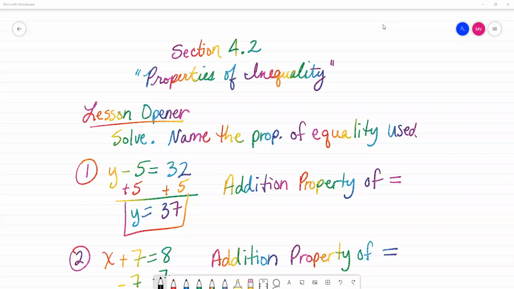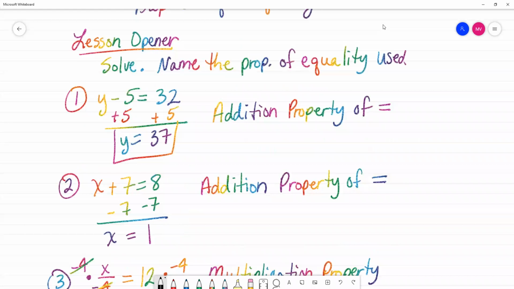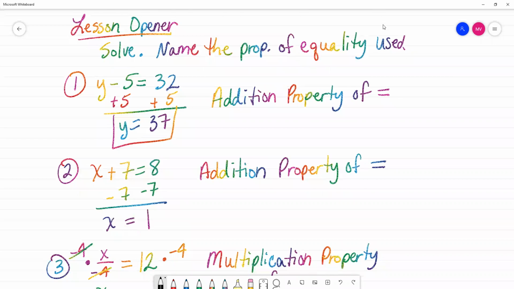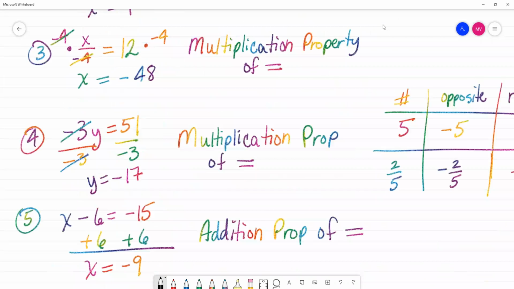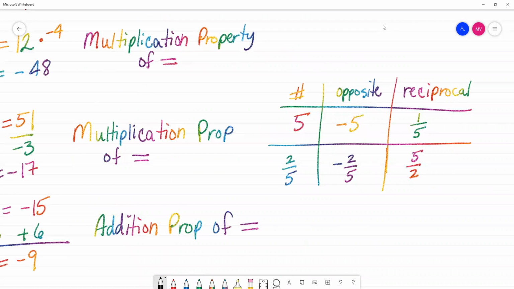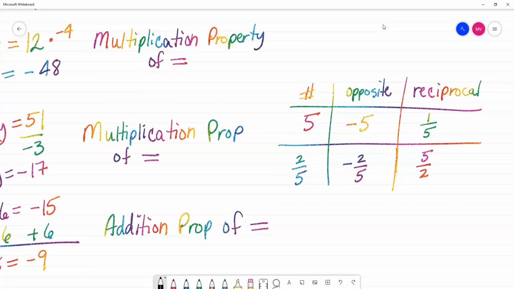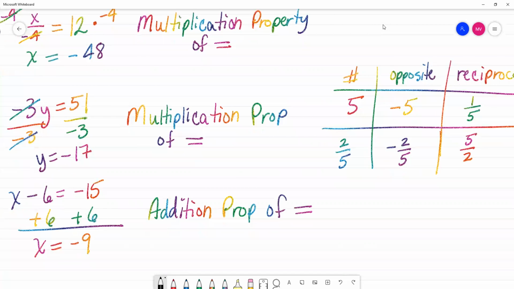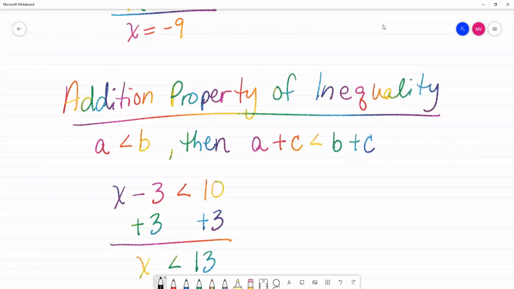Okay, so yesterday we introduced properties of inequality. We reviewed properties of equality, and the properties of inequality are very similar, except the operator that you have between your two algebraic expressions is an inequality, not an equal sign. So we have the addition property of equality, the multiplication property of equality. We've already talked in class about the fact that subtraction is just the adding of a negative number. So that's why subtraction still works with the addition property.